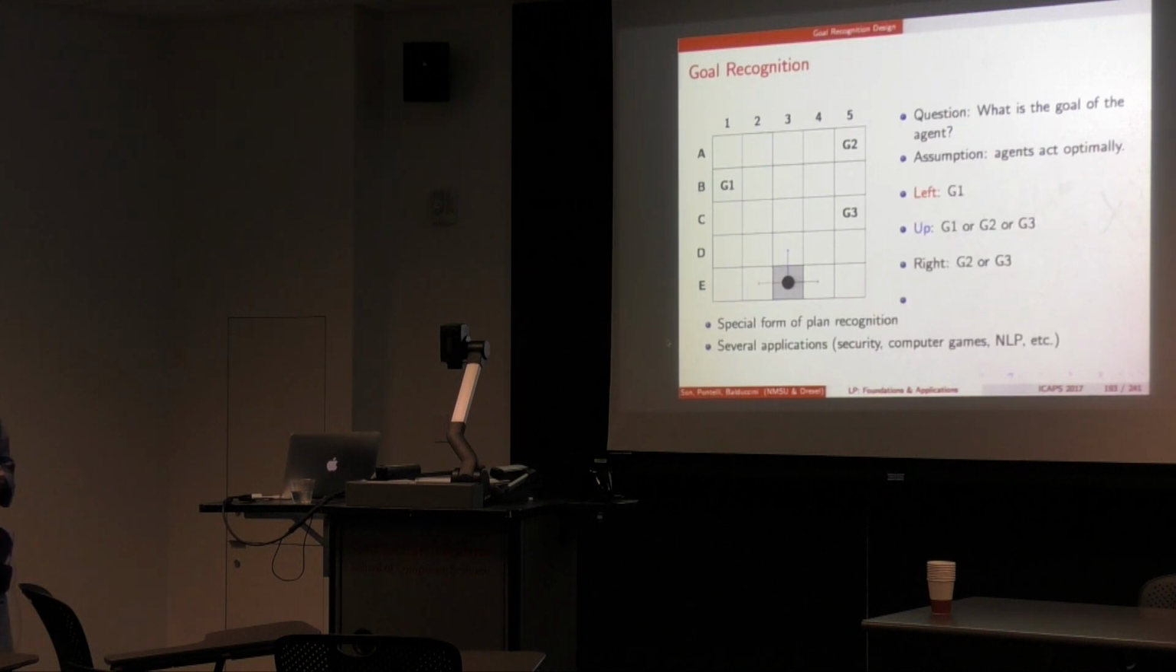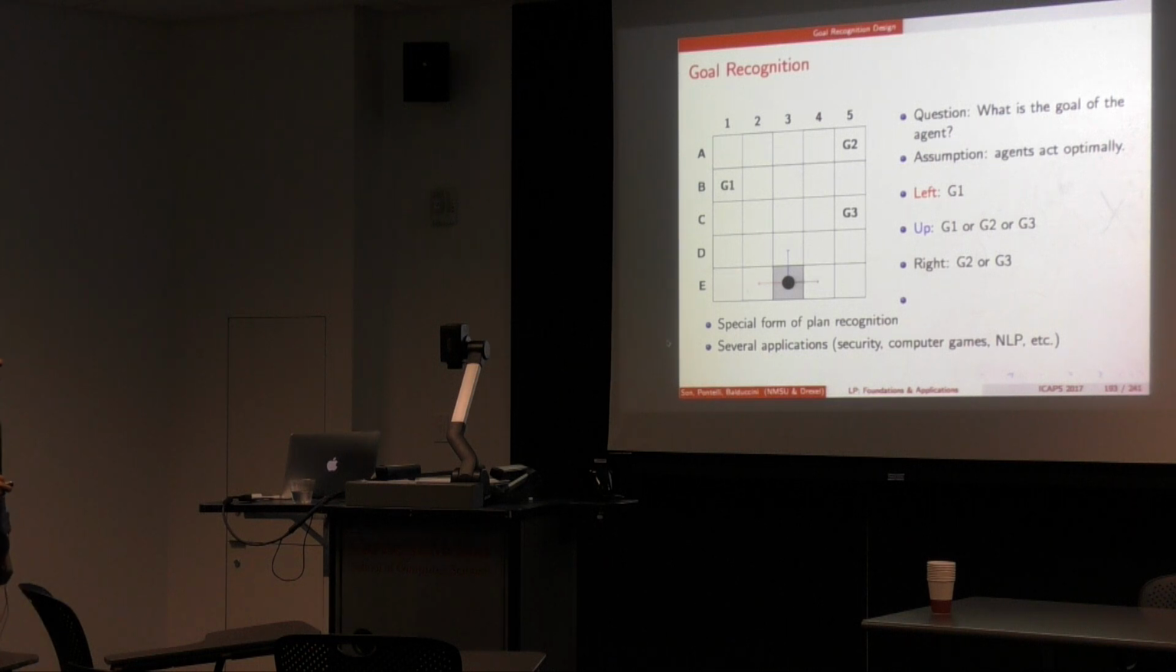The first application is goal recognition design, and it is very related to the goal recognition problem. So let me start with the goal recognition problem first. Assume that we have an agent sitting here, and we know that it is going to one of these 3 locations, under the assumption that the agent acts optimally. We are interested in identifying what the goal of this agent is. That's the goal recognition problem.